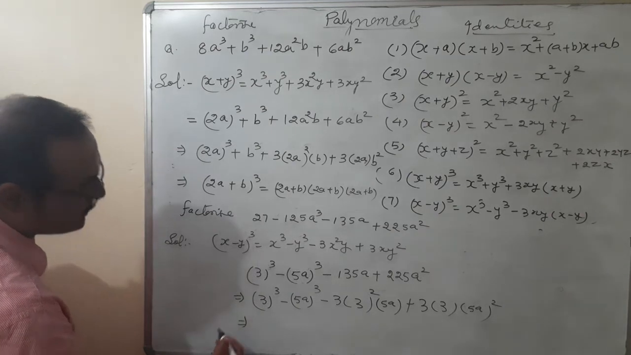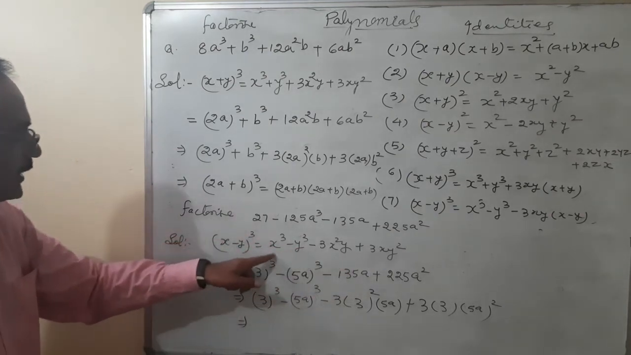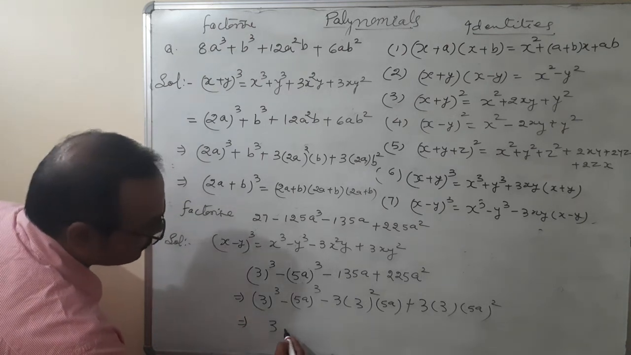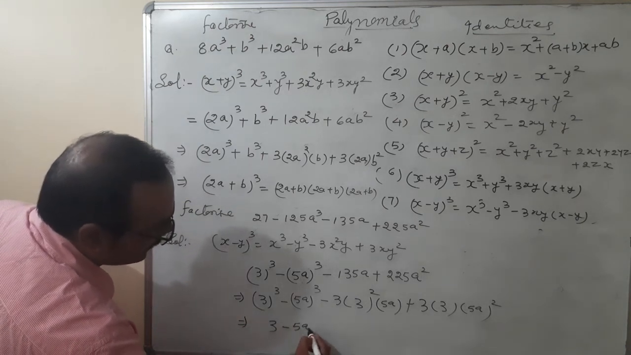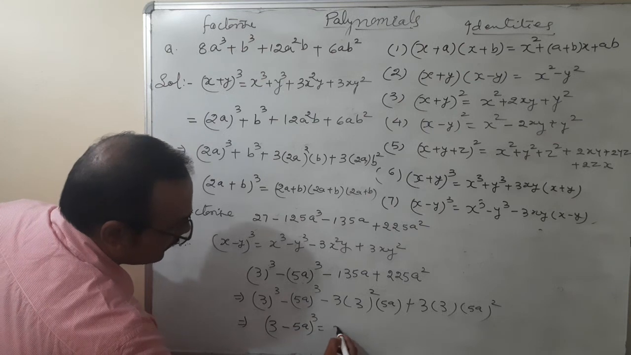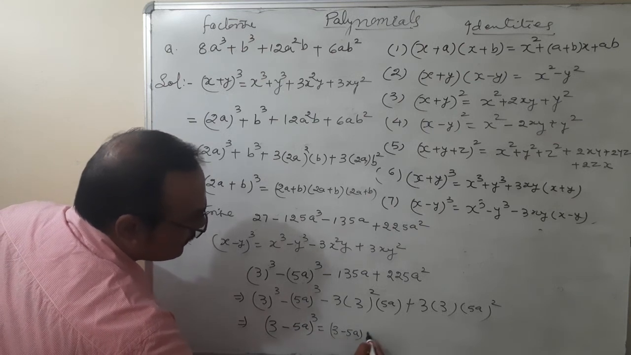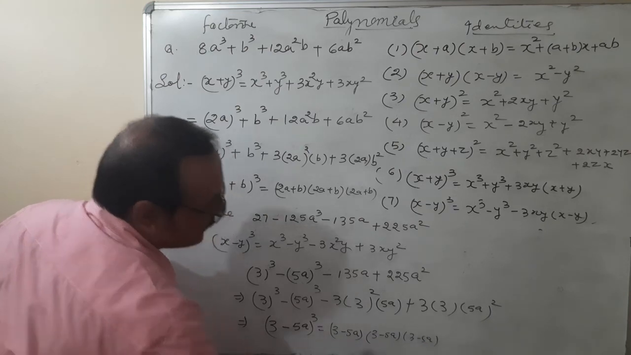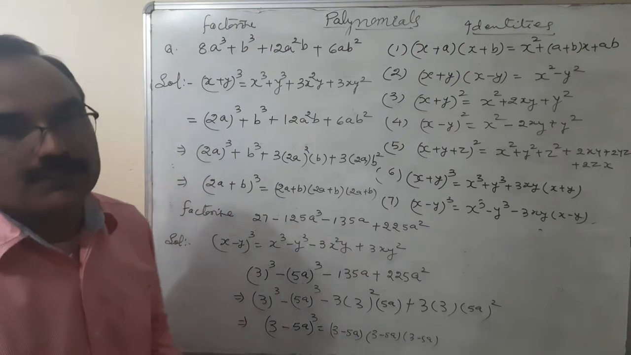And it means this term can be written as (x minus y) whole cube. That means (3 minus 5a) whole cube. And 3 minus 5a, 3 minus 5a, and 3 minus 5a are the three factors of this term.